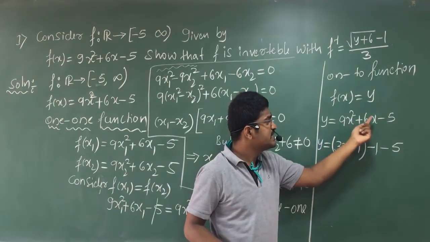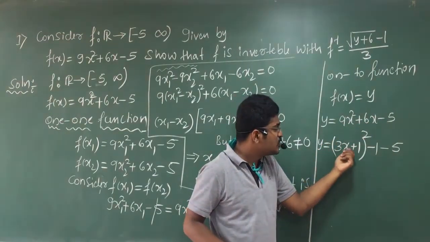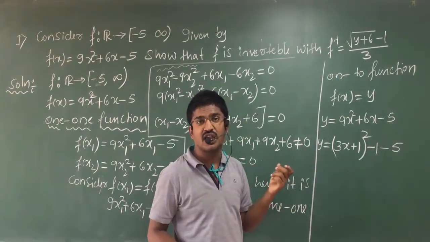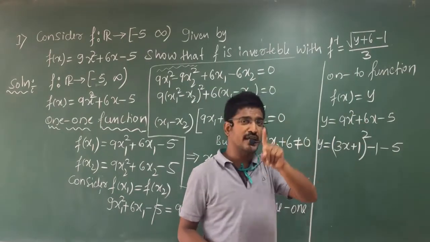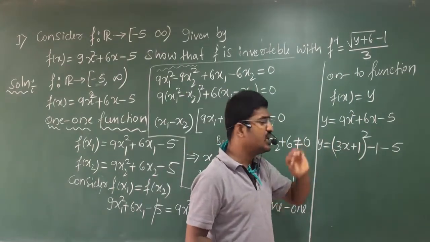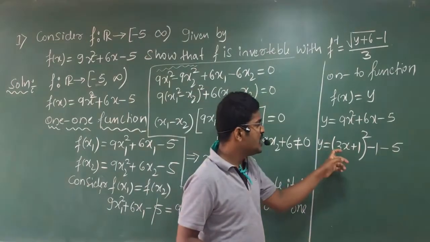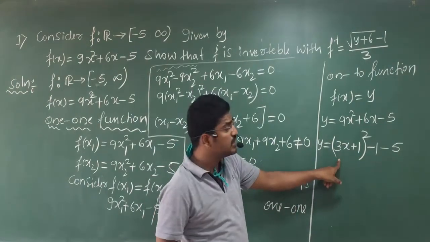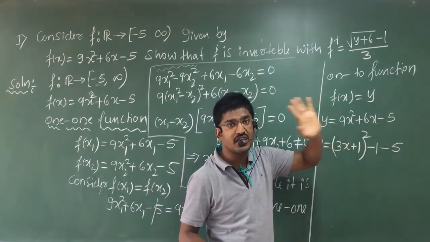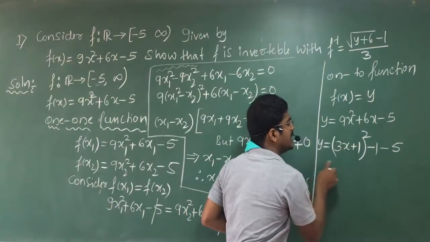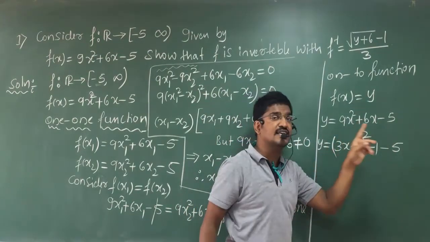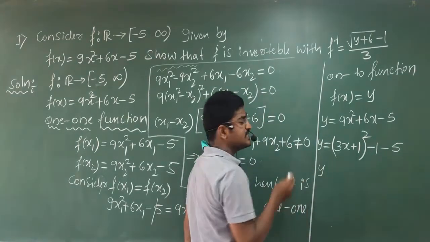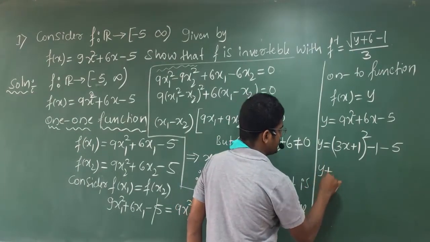This 9x square plus 6x minus 5 will be written as 3x plus 1 whole square minus 1 minus 5. This you have to practice. Otherwise you remember, divide 6 by 2, you will get 3. So that 3x here you have to write. If you simplify this complete term, you will get 9x square plus 6x minus 5. Okay, so minus 1 minus 5 will be minus 6. If I take that minus 6 on LHS, it will be plus 6.